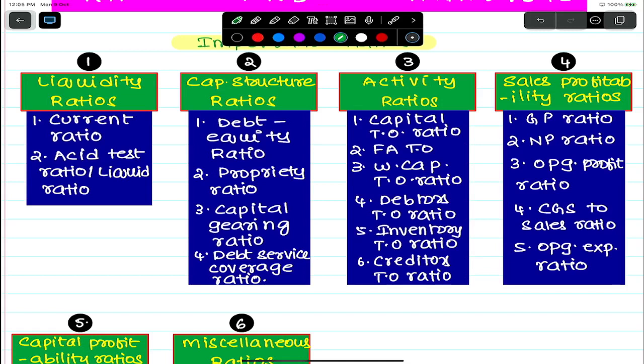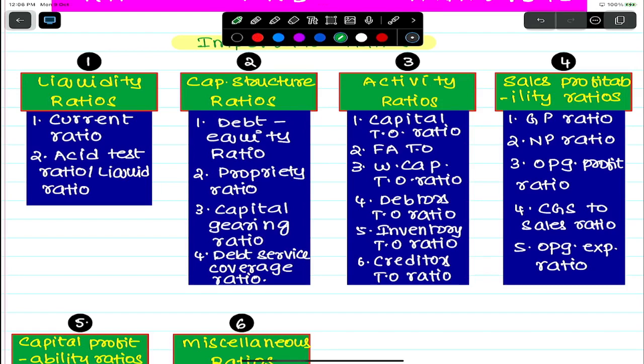What is the first type? Second type? What is the third type? Activity ratio is a concept where we are going to analyze. These are the 6 ratios: capital turnover, fixed assets turnover, working capital turnover, debtors turnover, inventory turnover, creditors turnover. Sir, what are all these? Is it turnover everywhere? Listen, why turnover everywhere? Turnover means sales.